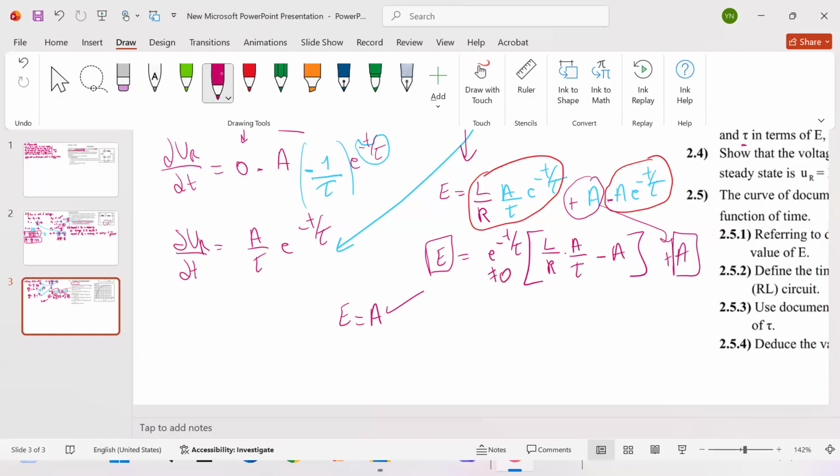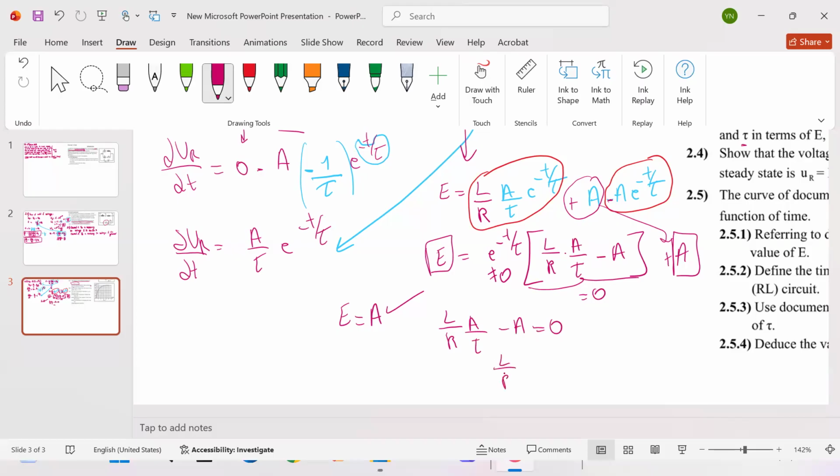How can I have an exponential on the right side of the equality, but I don't have an exponential on the left side? How is that possible? It's not possible, simply. So the coefficient next to the exponential should disappear. So I can make the exponential from my equation disappear. So L over R, A over tau minus A equals 0.